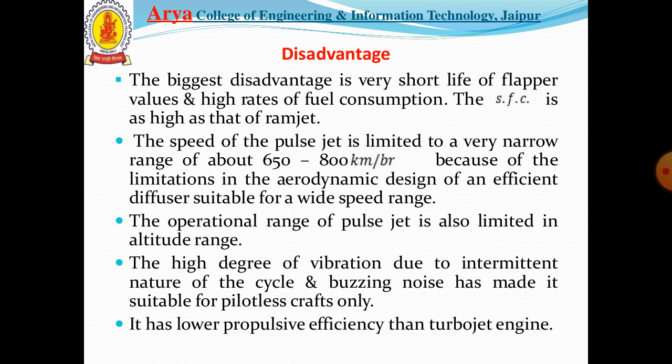Disadvantages of the engine. The biggest disadvantage is the very short life of the flapper valve and the high rate of fuel consumption. That is, the specific fuel consumption is as high as that of the ramjet. Second, the speed of the pulse jet is limited to a very narrow range of about 650 to 800 km per hour because of the limitation in the aerodynamic design of an efficient diffuser suitable for a wide speed range.